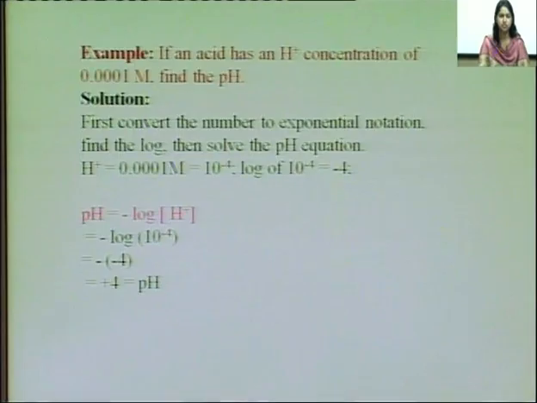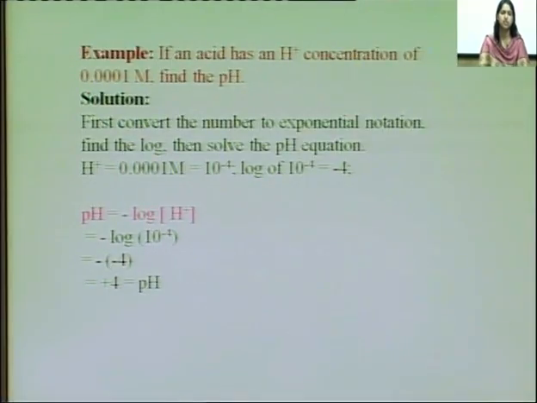Hydronium ion concentration, that is H positive, is equal to 0.0001 molar. So, let us convert into exponential notation, that is 10 raised to power minus 4. Log of 10 raised to power minus 4 we have to take, so that is equal to negative 4. Then applying this formula, pH is equal to negative log of H positive ion concentration. So, negative log of 10 raised to power minus 4.